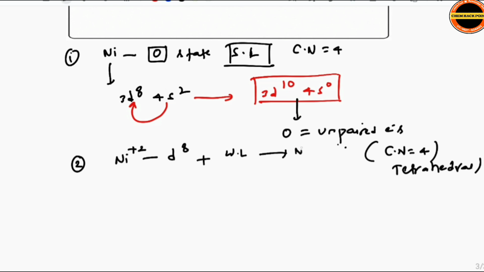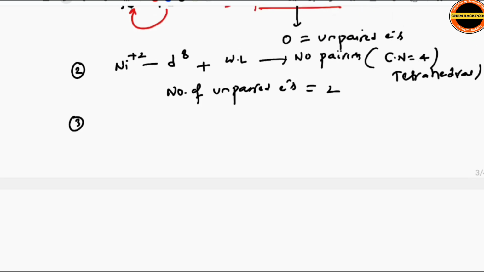So no pairing here, meaning high spin tetrahedral complex. So d8, if no pairing, one electron in each orbital if you fill. So the number of unpaired electrons is equal to 2 here. Whenever no pairing, unpaired electrons are available.